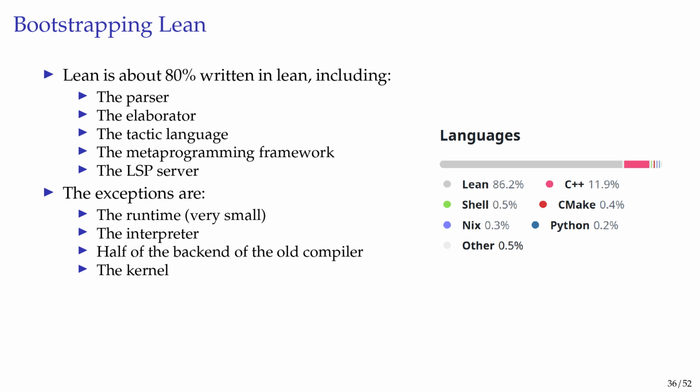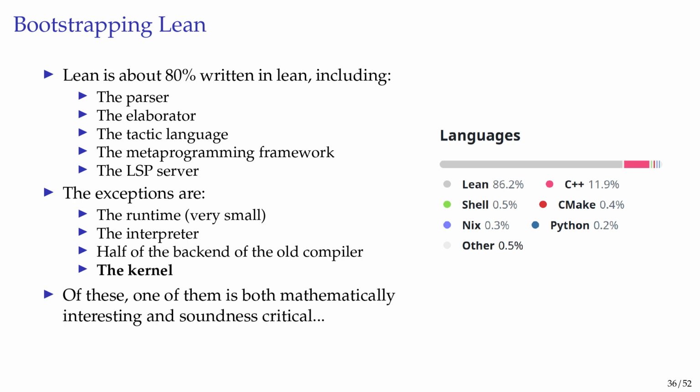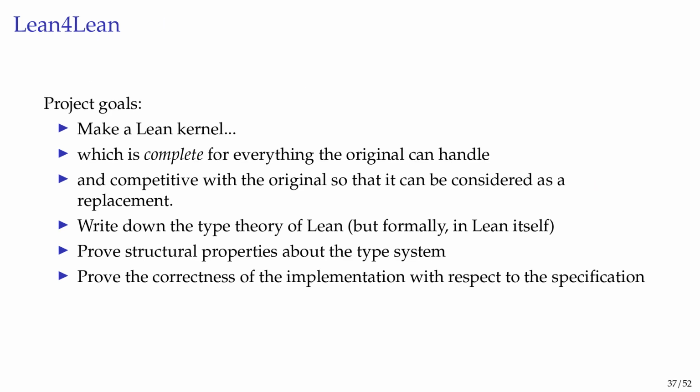About half of the back end of the old compiler. There's some weird historical happenstance involved in these bits here and the kernel. Now, of these, one is both mathematically interesting and soundness critical. So maybe we should think a little bit about implementing this in Lean.